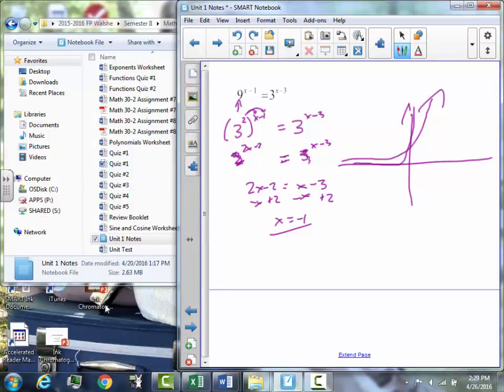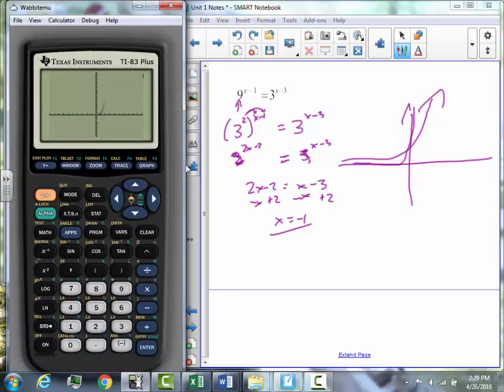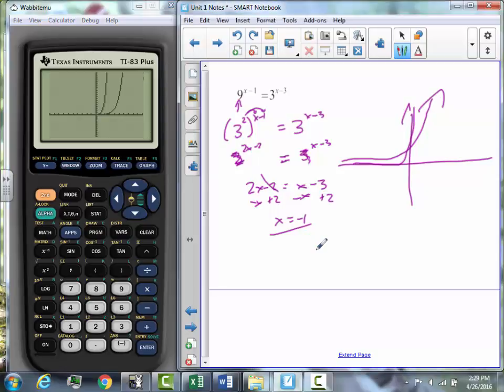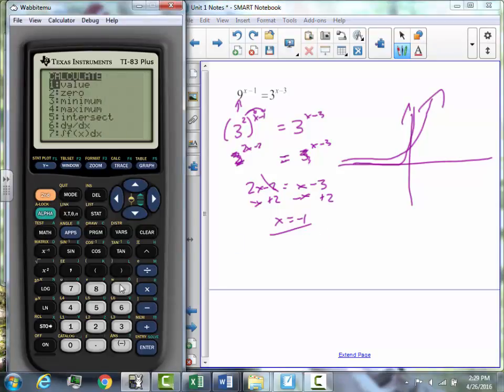Oops, I screwed up my calculator. There's one graph. There's the other graph. They cross somewhere. Since they only cross once, probably, if you just press intersect and just press enter 3 times, it'll find where they cross. And lo and behold, it crosses at minus 1.